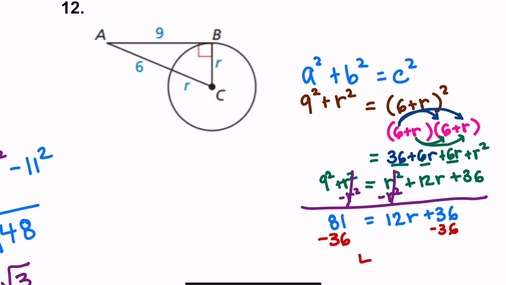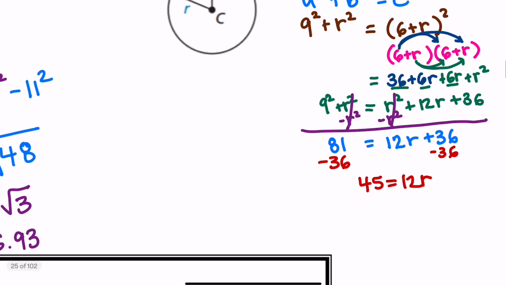I get 45 equals 12r. I'm trying to get r alone, so I'm going to divide both sides by 12. This does reduce to 15 over 4, so r would equal 15 over 4 there.